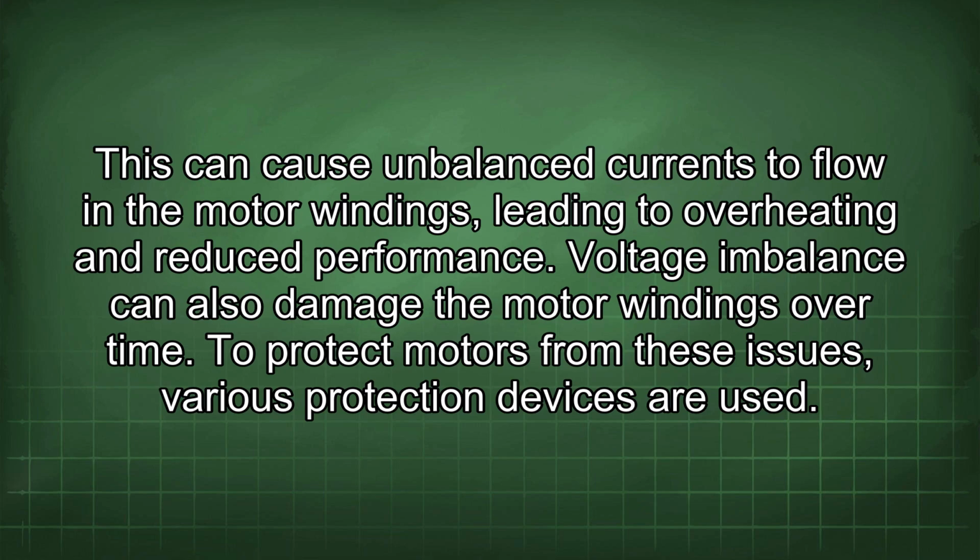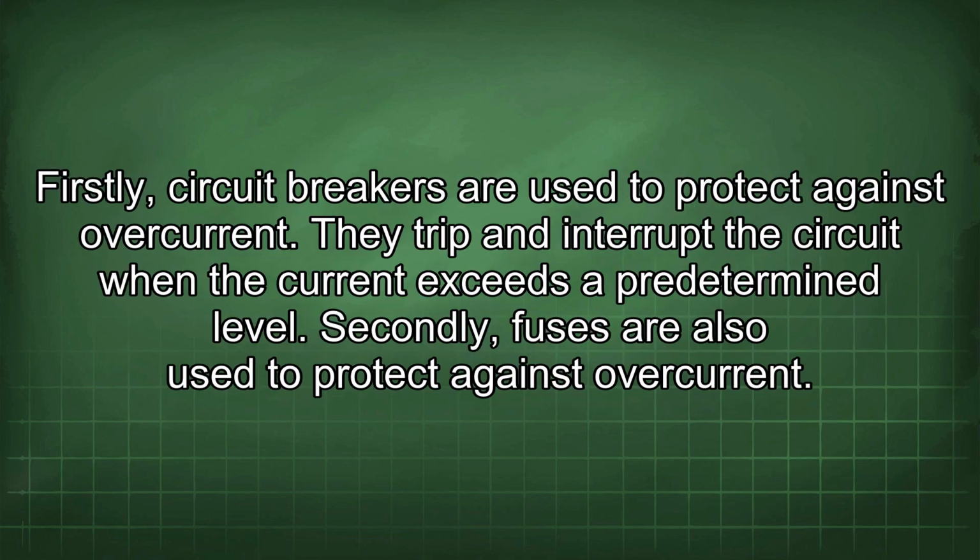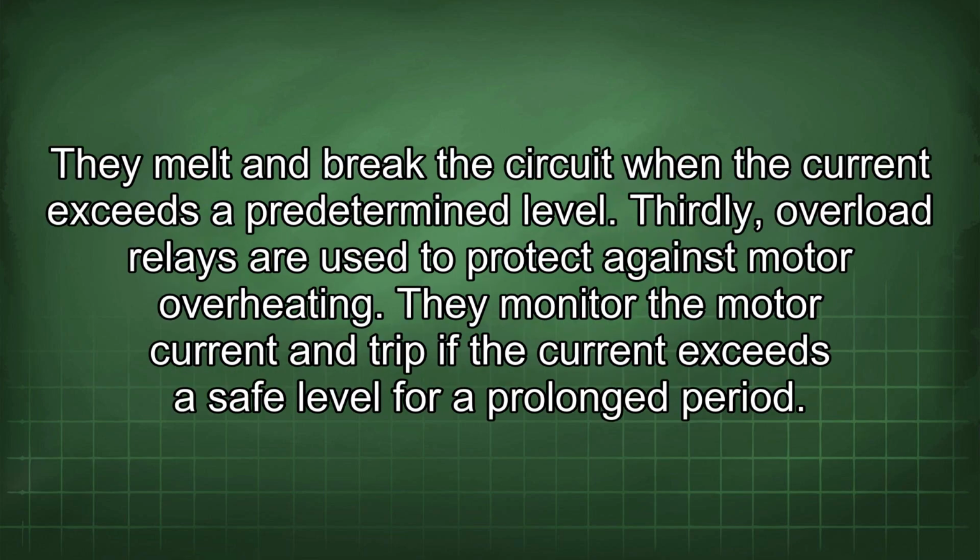To protect motors from these issues, various protection devices are used. Firstly, circuit breakers are used to protect against overcurrent. They trip and interrupt the circuit when the current exceeds a predetermined level. Secondly, fuses are also used to protect against overcurrent. They melt and break the circuit when the current exceeds a predetermined level.